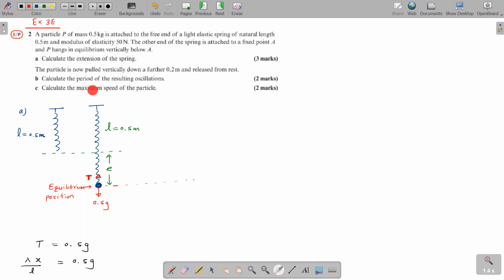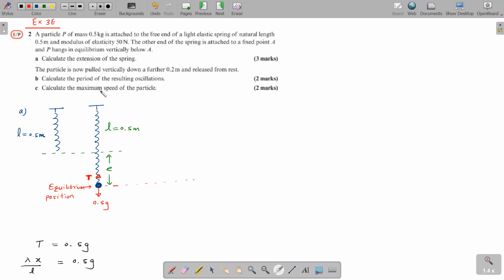How do you calculate the period of the resulting oscillation? To get the period, you need the omega. Periodic time is T equal to 2 pi over omega. To get the omega, first you must always prove the characteristic simple harmonic motion equation, x double dot equal minus omega square x. That equation gives you the omega that you require. So shall we get the omega value?